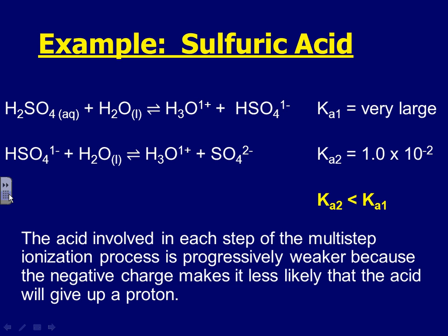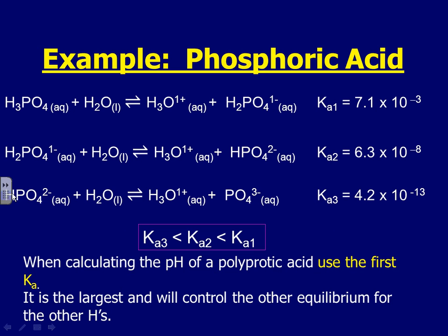So in this case, sulfuric acid, you put it in the water, and the first H falls off, pretty well every one of them. It's 10 times 10 to the 3. If we did a calculation, it would be in the 90% range. Then you've got some bisulfate ion in the water, and very few of these fall off, all right? The Ka2 is always less than the Ka1. Progressive hydrogens become weaker and weaker. Each step of the multi-step ionization is progressively weaker because of the negative charge. It makes it less likely that the acid will give up the proton. Okay, so let's write down this next slide.